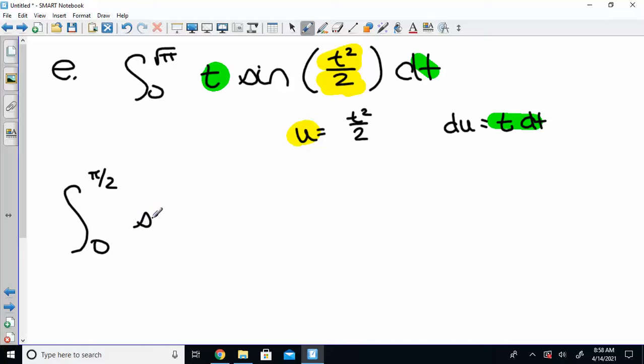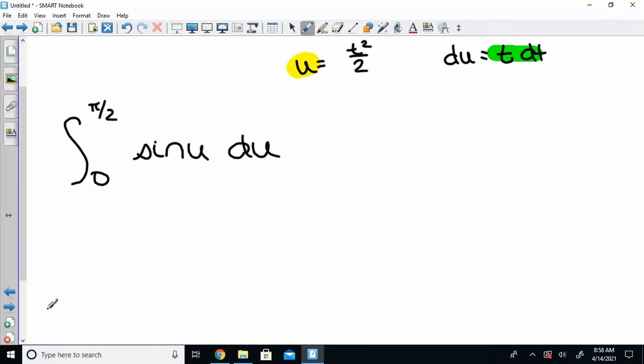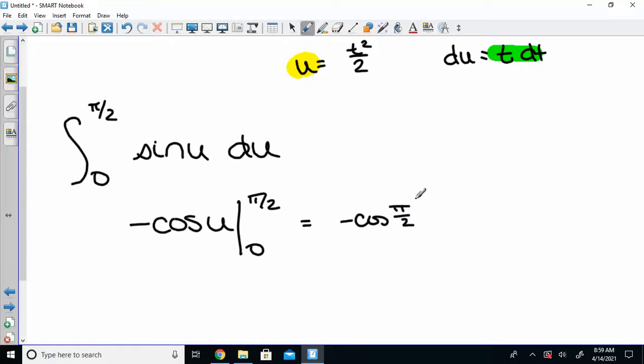This would become sine of u, and the t dt just gets replaced with a du. Is everybody with me there? So integrate. The antiderivative of sine is negative cosine. The derivative of cosine is negative sine. From 0 to pi over 2. Since I changed these limits to match my u, I can just plug them in now. So we have a negative cosine of pi over 2 minus a negative cosine of 0.